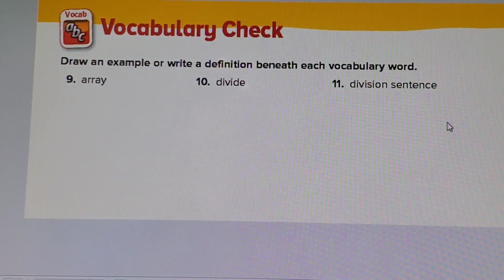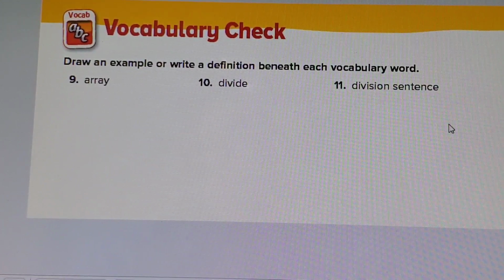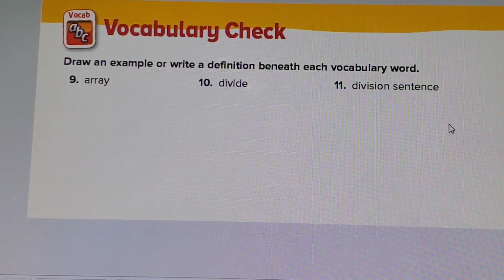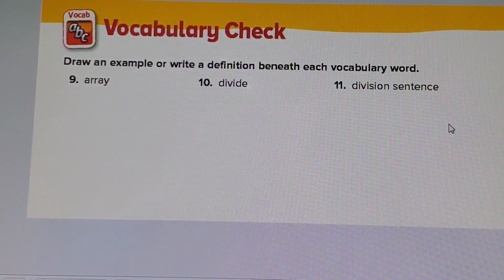Here's the vocabulary check. Draw an example or write a definition beneath each vocabulary word. The array, the example you'll see is 2 times 3, so you could draw that array. Number 10, what does it mean to divide? And number 11, write a division sentence, and the book used 18 divided by 9.